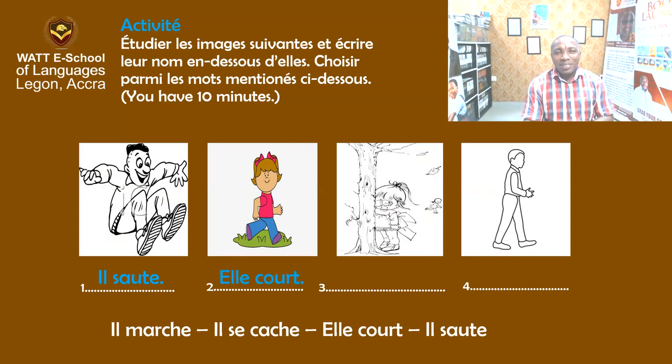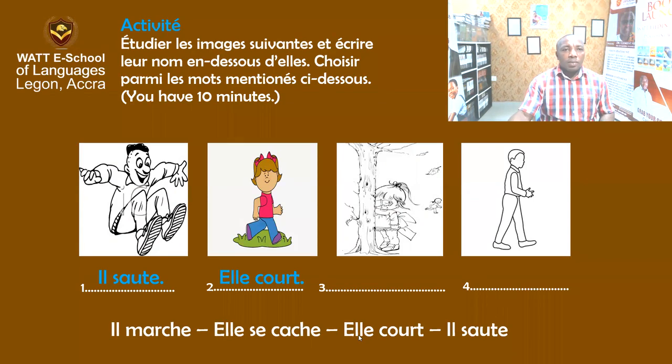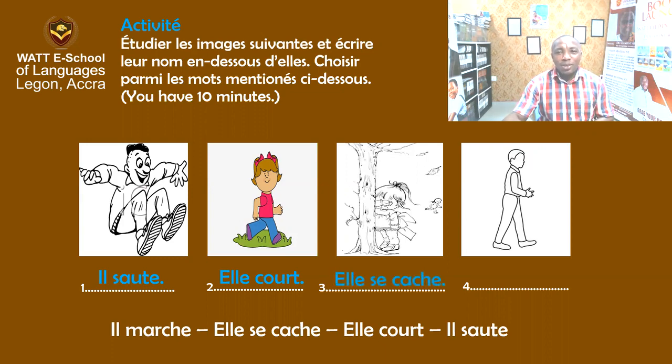Number 3, looking at the girl, she's behind a what? A tree. She's behind a tree. When you look at the girl, she's behind the tree. So it means she hides. How do you say she hides in French? Since she's a girl, you're not going to say he, you say she. So it is elle se cache. Elle se cache. Can you repeat? Elle se cache. Again. Elle se cache.